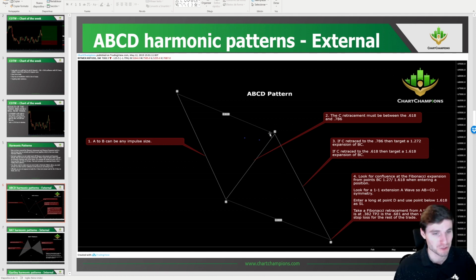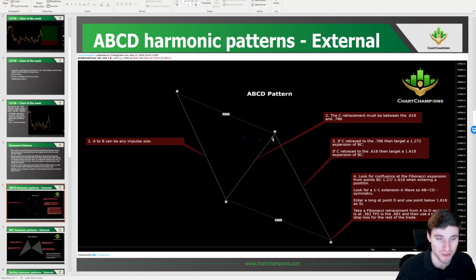I don't really like this pattern too much, but nevertheless, you have to be more careful trading this C leg of the ABCD pattern, because it's not as probable, I don't think, as the other harmonics. So make sure you have 100% certainty that you've got another area of confluence, because otherwise you're going to start shorting every single 618 and you're going to lose money.